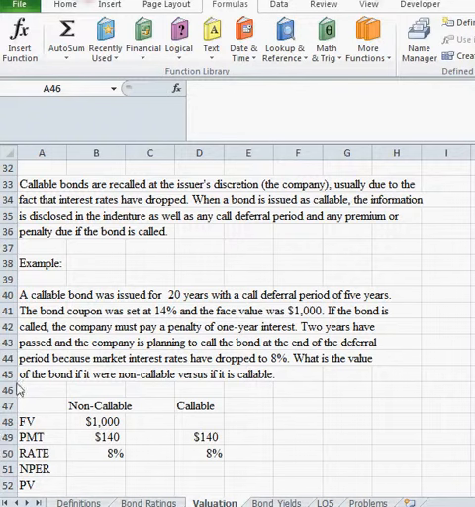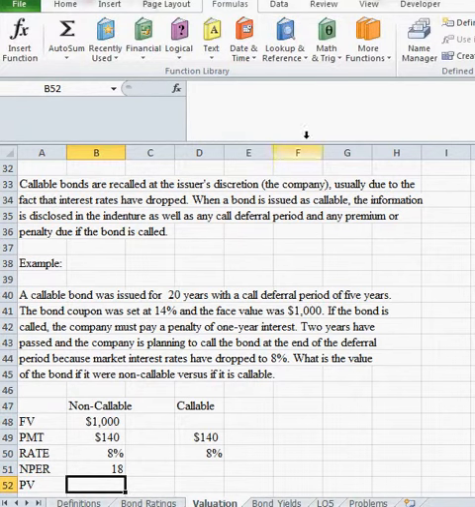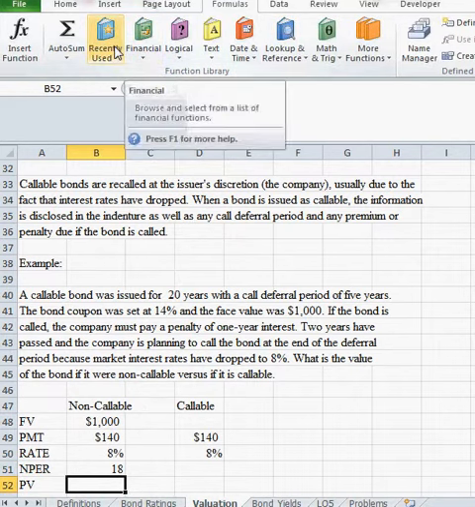So if it's non-callable, it has a face value of $1,000. The payment on it is $140. It has an interest rate of 8%. And the number of periods would be the 20 years less the 2 years that are gone, so 18 more years. And so the value of it, or the price of it, we would use the PV function.